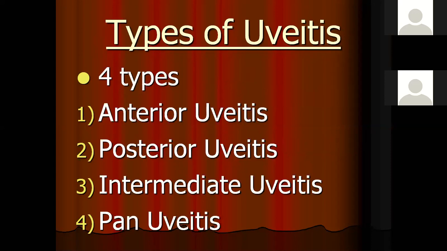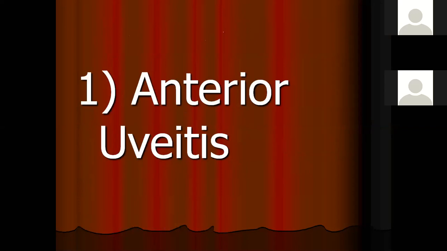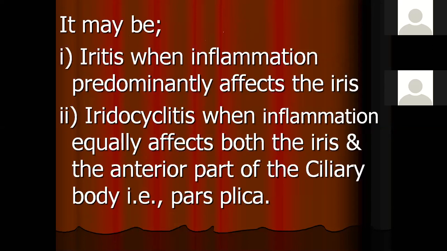So when we see different types of uveitis, we can divide them into four groups: anterior uveitis, posterior uveitis, intermediate uveitis, and pan uveitis. These are the four types of uveitis. This is more important, anterior uveitis. Now the anterior uveitis, it may be either iritis only or it may be iridocyclitis.